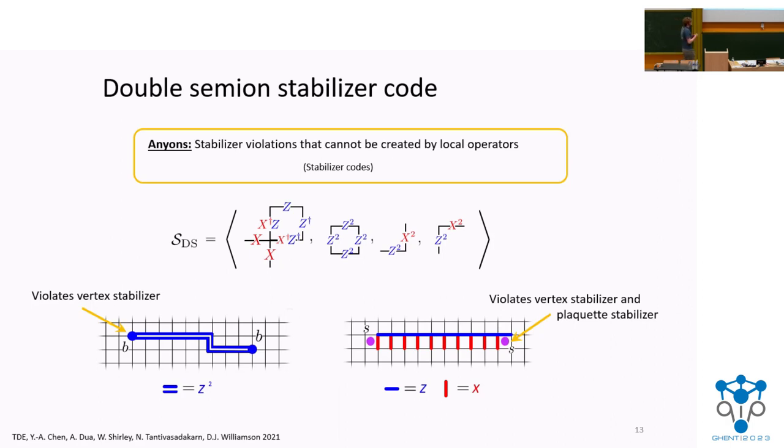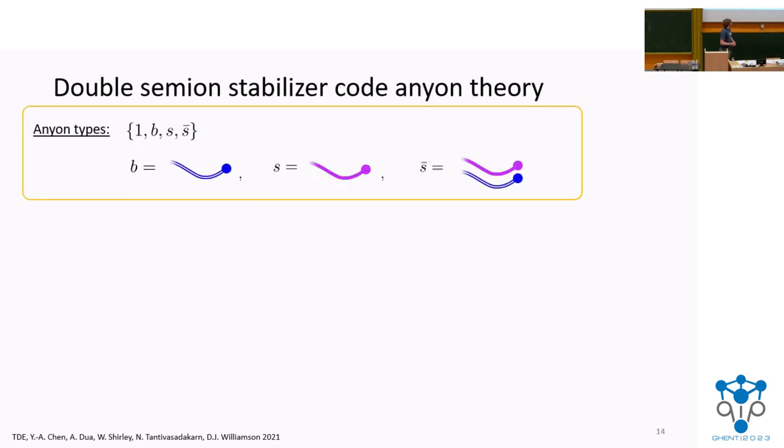Now, I can't violate this vertex term with a local operator, but I can violate a single vertex term with a string of Pauli Z-squared operators along a path in the lattice. This commutes with all the stabilizer generators along the length of the string and only fails to commute with the stabilizers at the endpoints. The other generator I'll refer to as S. S corresponds to a violation of both a vertex term and a plaquette term. And this is created by a string of Pauli X and Z operators. So together, these anyons generate all of the anyons in the double semion stabilizer code.